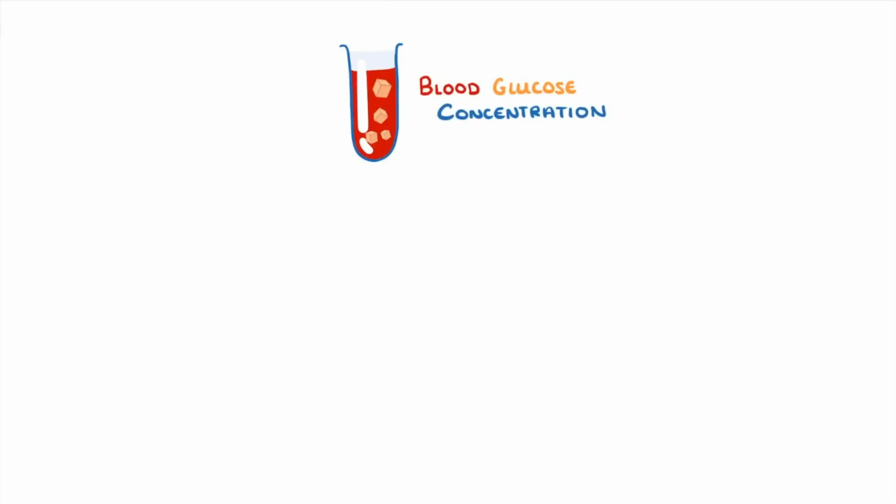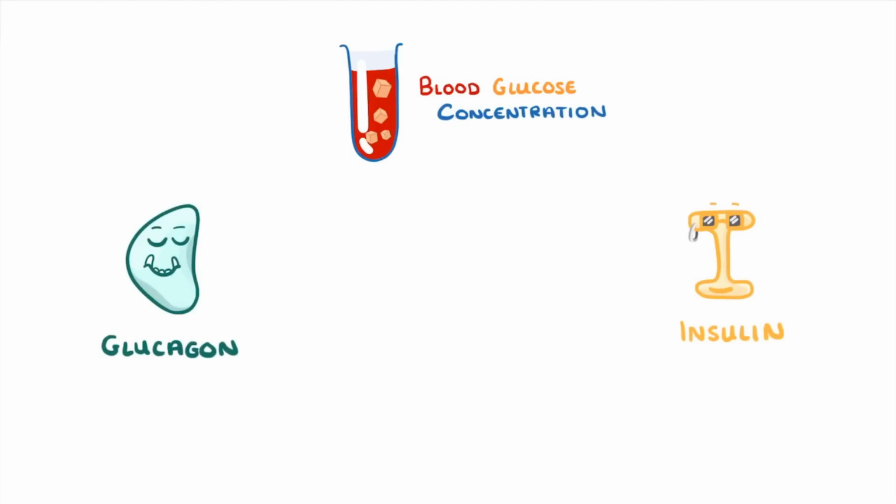In this video, we're going to explore how our blood glucose concentration is controlled by the hormones insulin and glucagon. And at the end, we'll see how these fit together in a negative feedback loop.